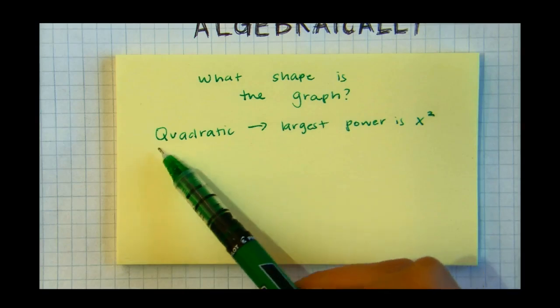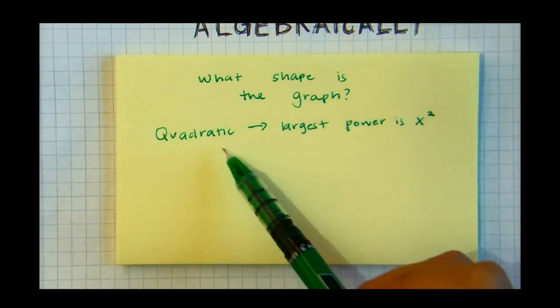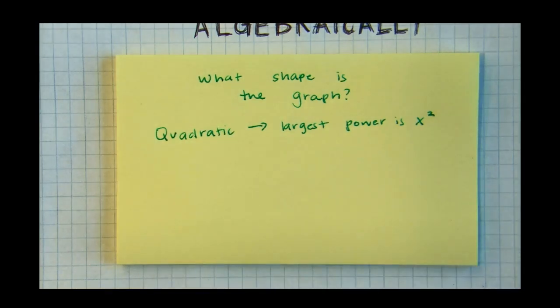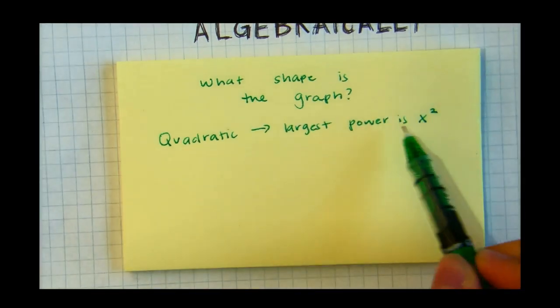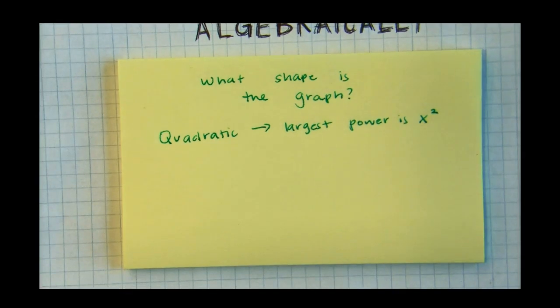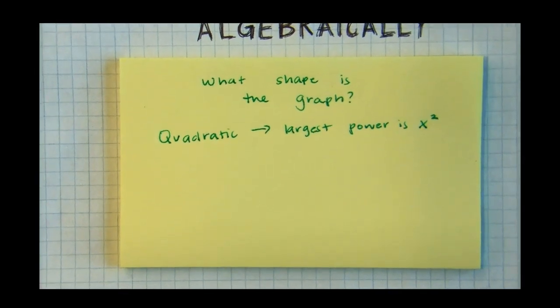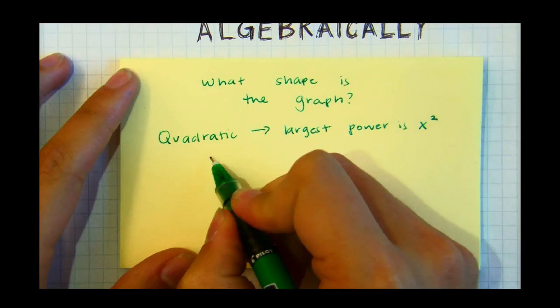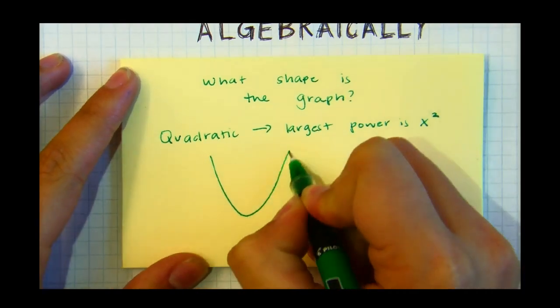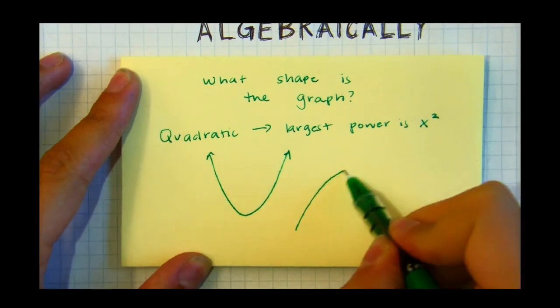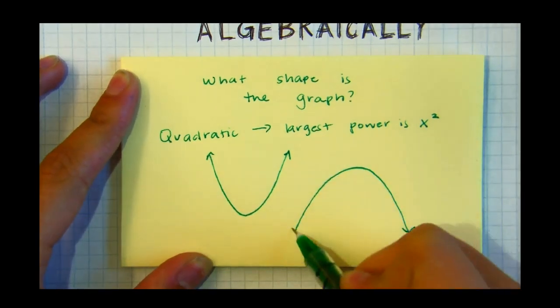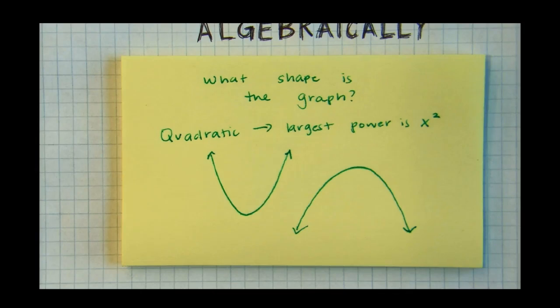In this case, we're only going to be solving quadratic inequalities algebraically, never anything that's not a quadratic, which means that my largest power is x squared. Well, when my largest power is x squared, I always have a parabola. Whether that's an upward-facing parabola or a downward-facing parabola, I'm not sure, but it's going to look like a parabola.